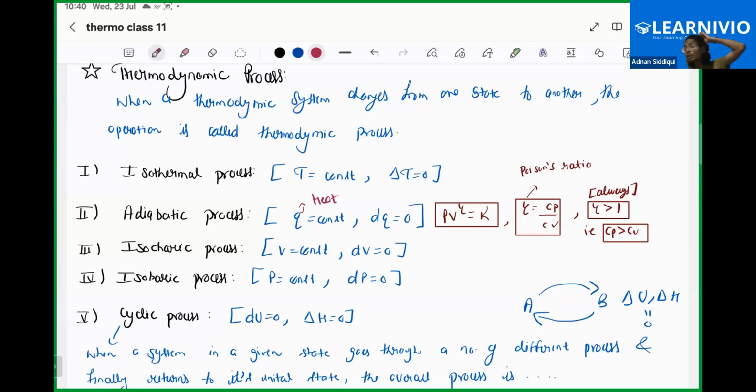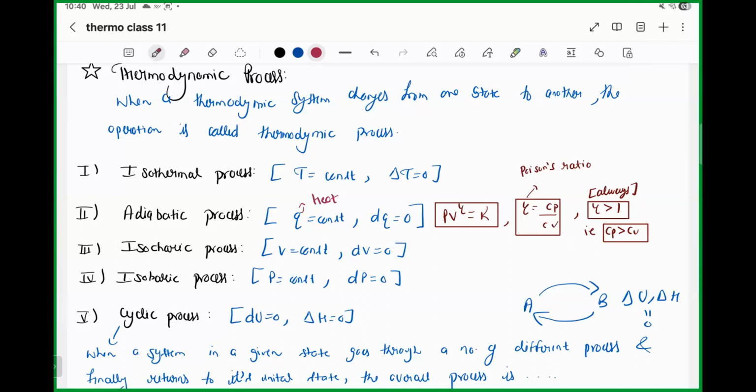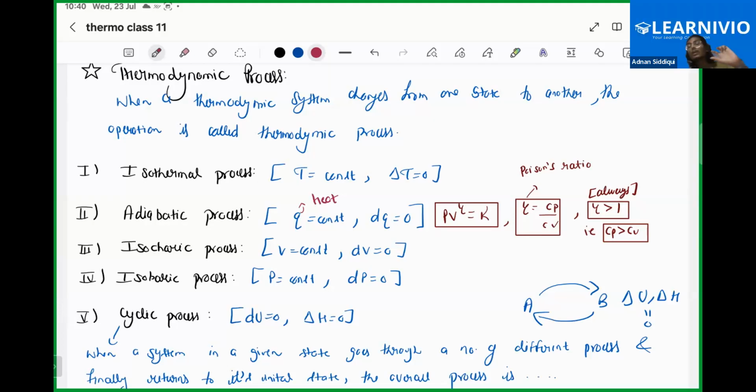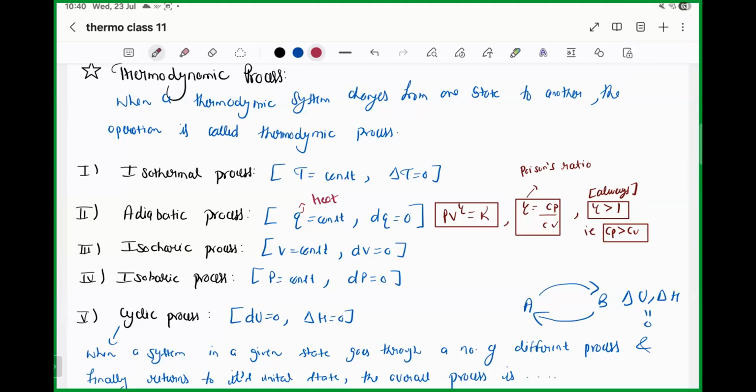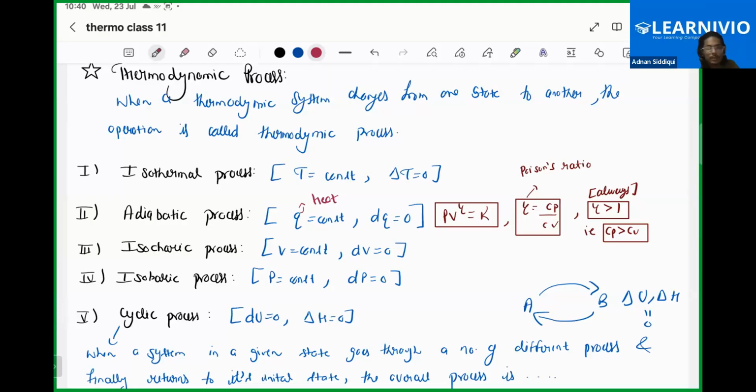Suppose by constant, what do we mean? It means you have specified. Suppose you are performing your process at a specific temperature. Let it be 25 degrees Celsius. It's distinct, it's specific, constant, right? It is not going to change.